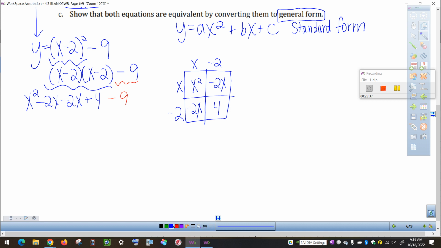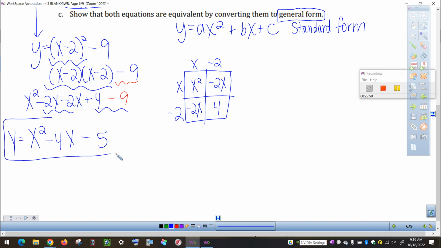All right, now all we need to do here is combine like terms. So we get x squared minus 4x minus 5. I'm going to put my y equals in front. I'm going to circle that and come back to it so we remember that's what we got for the first one.